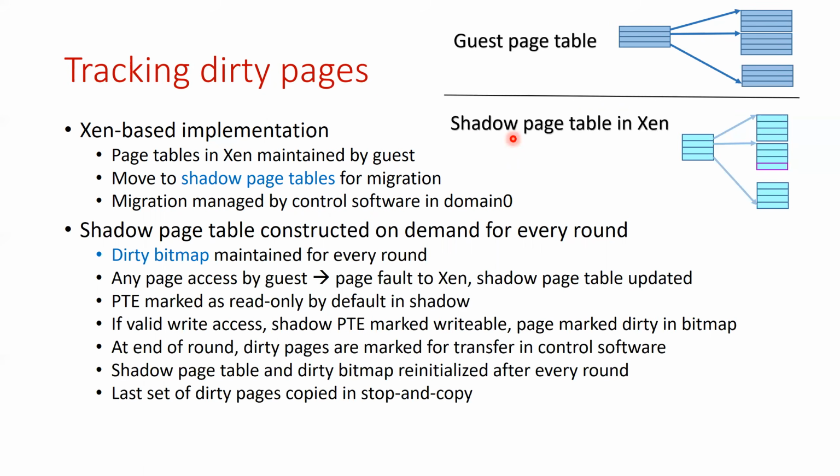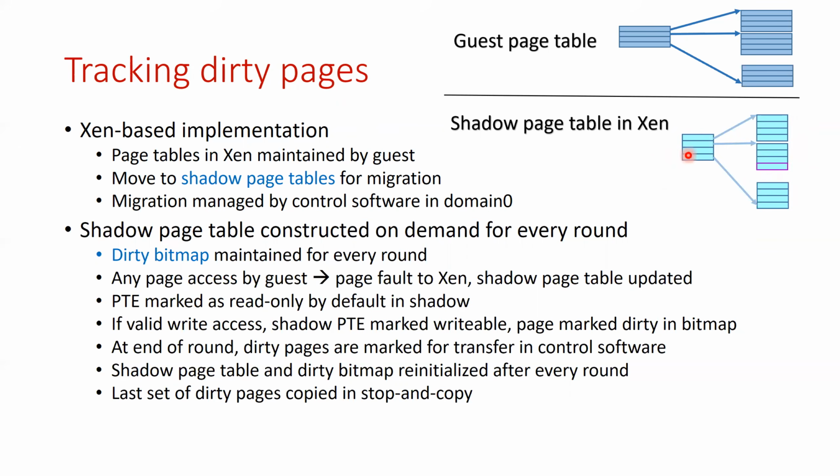So how does this work? These shadow page tables are constructed for every round of the pre-copy. The shadow page table is reinitialized and it is built on demand. In addition to the shadow page table, you also maintain a dirty bitmap, a bitmap indicating which pages are dirtied in that round. And how are these constructed? Initially, your shadow page table is empty at the start of every round, and your CR3 register is pointing to this page table. Therefore, any page access by the guest will cause a page fault to Zen.